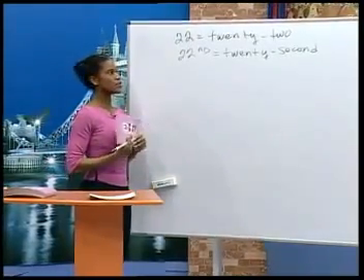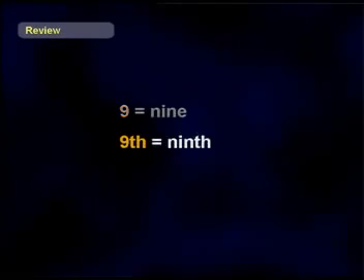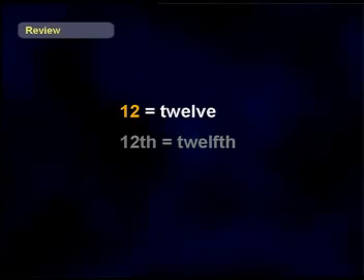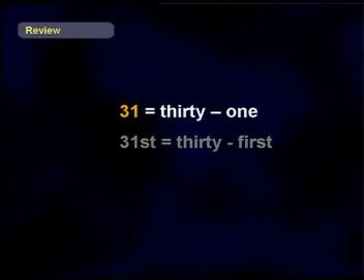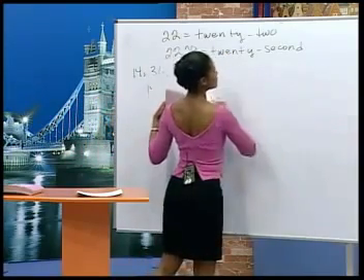Sylvia, can you please do the numbers 9, 12, and 31? Here are my numbers. 9. N-I-N-E. Good. Ninth. N-I-N-T-H. 12. T-W-E-L-V-E. 12th. T-W-E-L-F-T-H. 31. T-H-I-R-T-Y hyphen O-N-E. 31st. T-H-I-R-T-Y hyphen F-I-R-S-T. Very good, Sylvia.